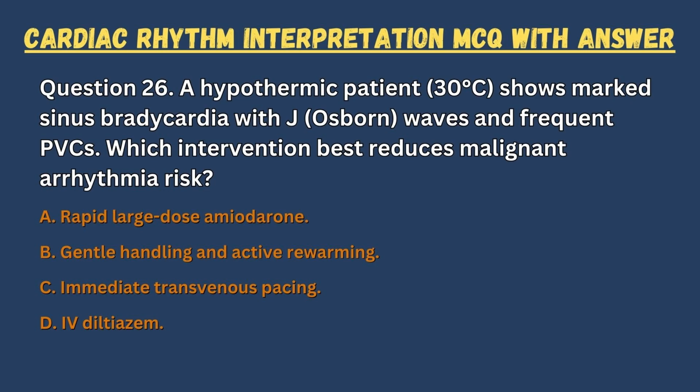Question 26. A hypothermic patient at 30 degrees Celsius shows marked sinus bradycardia with J, Osborne, waves, and frequent PVCs. Which intervention best reduces malignant arrhythmia risk? A. Rapid large dose amiodarone. B. Gentle handling and active rewarming. C. Immediate transvenous pacing. D. IV diltiazem.